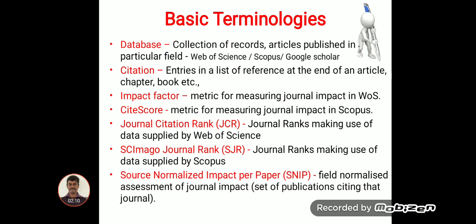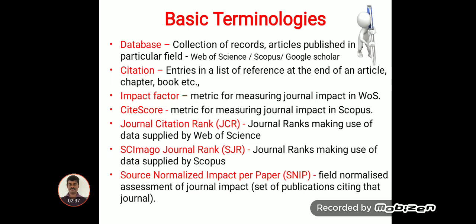And next is impact factor. Impact factor is a metric for measuring a journal's impact in Web of Science, whereas CiteScore is a metric for measuring journal impact in Scopus. So impact factor goes with Web of Science, CiteScore goes with Scopus.